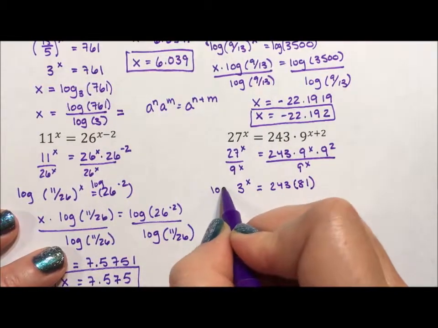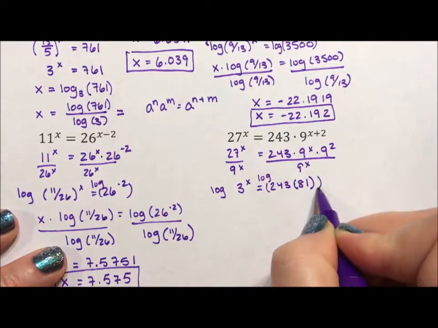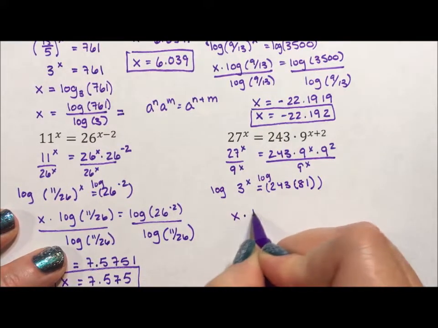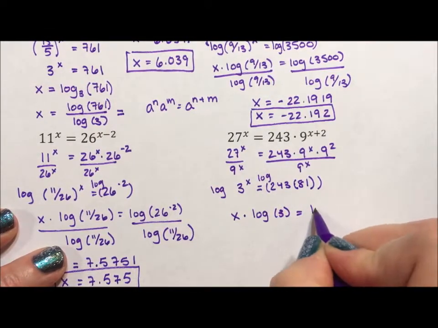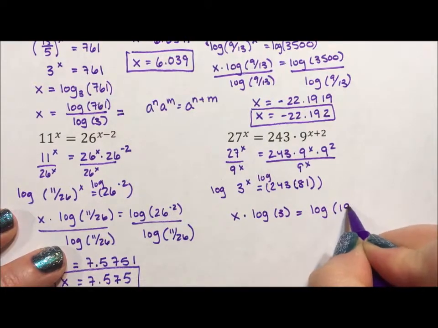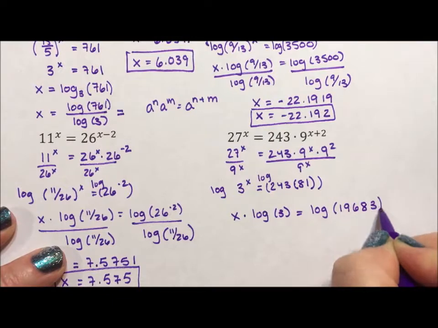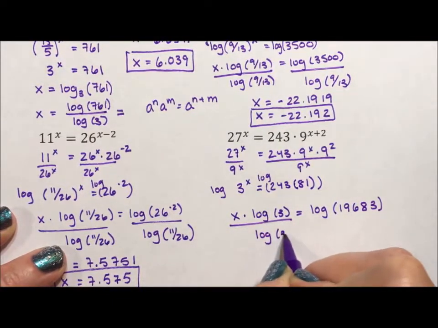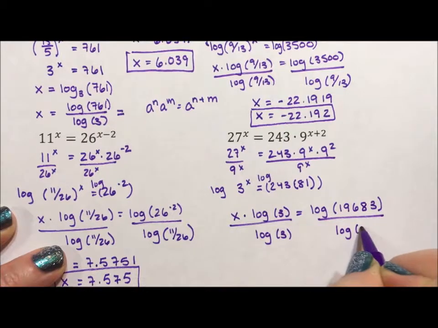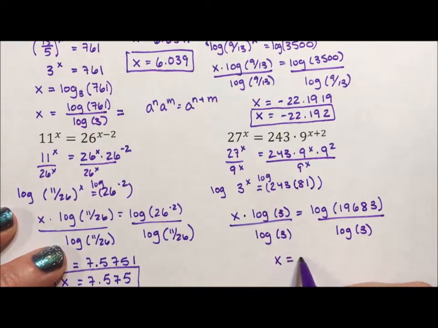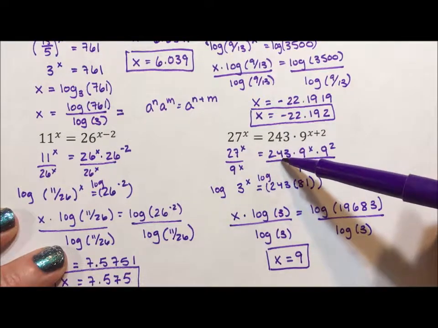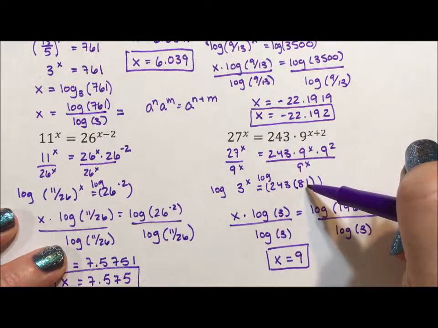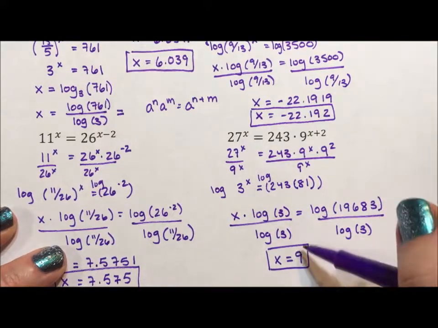So if I take the log of both sides, this becomes x times log of 3 equals, well, 243 times 81 is going to be 19,683. And then I'll divide by log of 3, and I'll get that x is equal to 9. If you know your powers of 3, this is 3 to the 5th, this is 3 to the 4th, 3 to the 5th times 3 to the 4th means our exponent is 9.